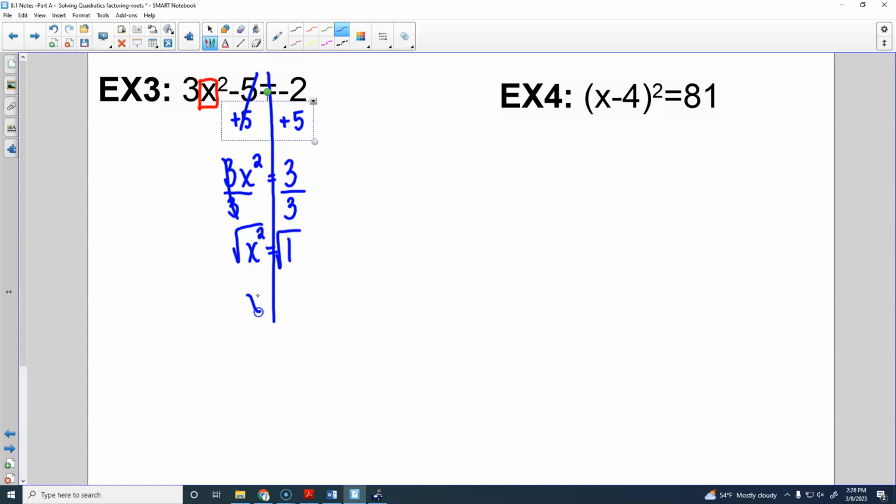Coach Wood was making fun of some of his kids the other day because they call it the check mark thingy. They don't know that it is a square root, but that is a square root.